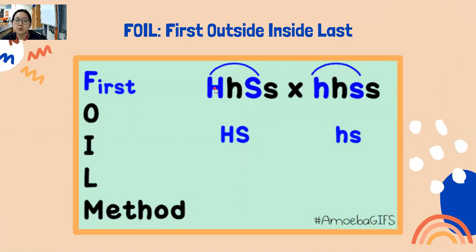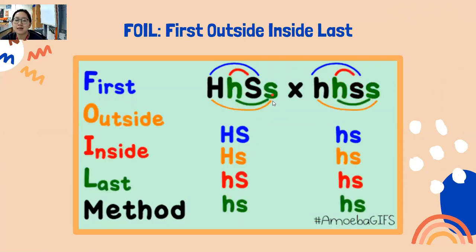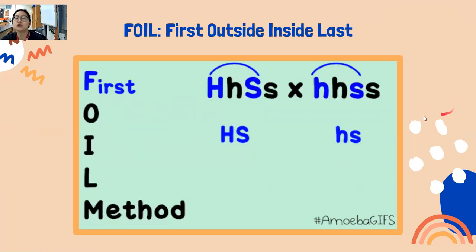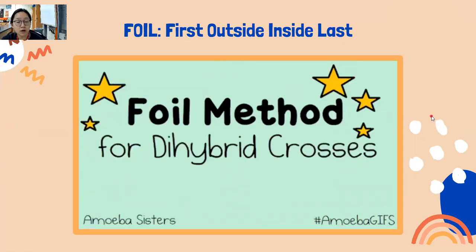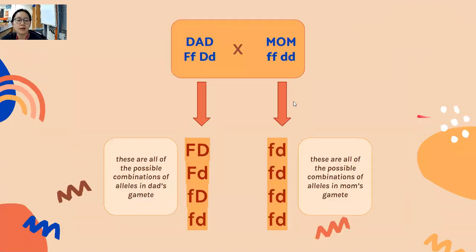So as you can see, we're pulling the first, outside, inside, and last, and that's the FOIL method. And you should have 4 gametes for each parent during your cross. So we're going to do a 4x4 cross. 4 times 4 is 16. So we're going to be working with 16 boxes now, right?